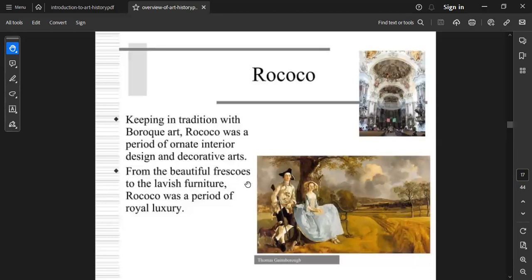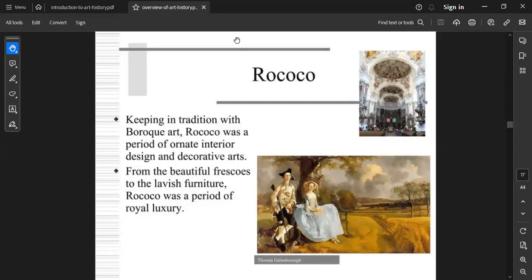From the beautiful frescoes to the lavish furniture, Rococo was a period of royal luxury. So you need to remember this keyword. Rococo stands for royal luxury, and that is the reason they showed intricacy. If you have money, you can spend on intricacy. If you don't have money, there is no question of intricacy.